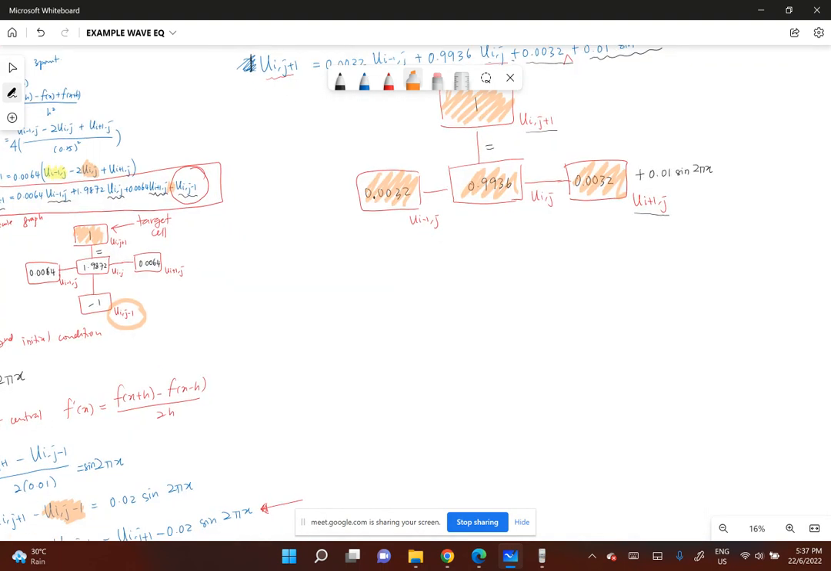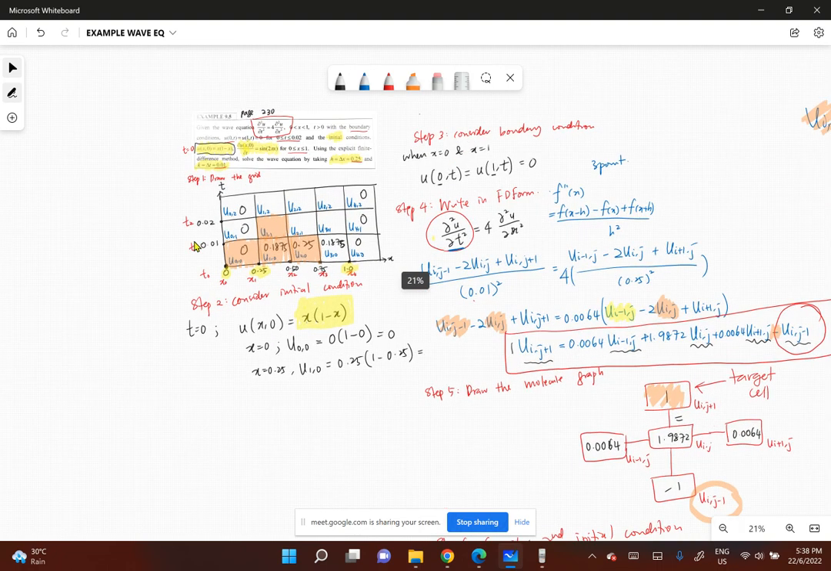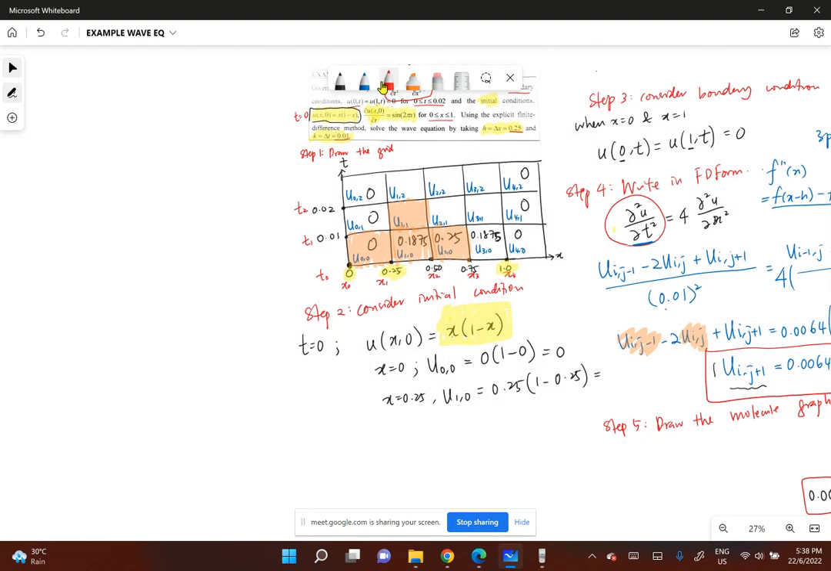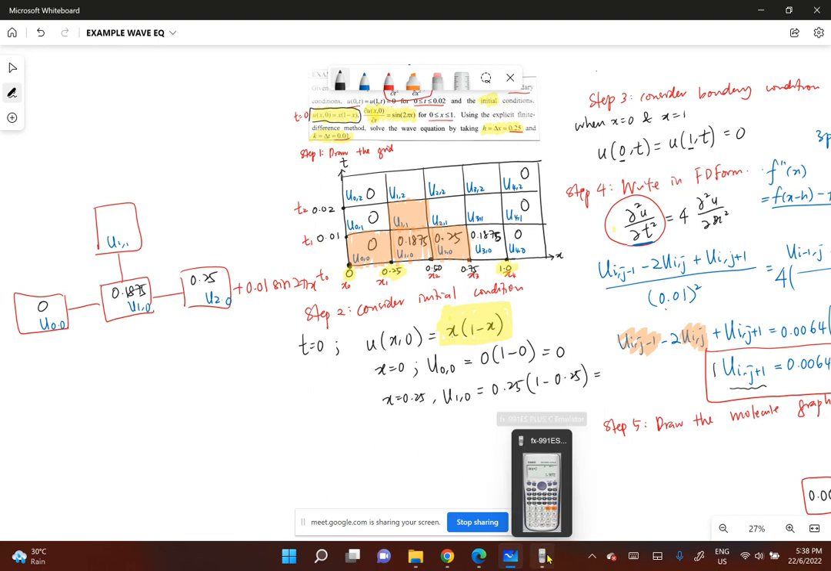So, ni mean macam ni. Sekejap. Ke sinilah senang. Okay. So, that's mean for this one, plus with 0.01 sin 2 pi x. So, kat sini adalah U11. This is U00, U10, U20. So, the value is, this is 0, this is 0.1875, this is 0.25. So, I will use calculator.